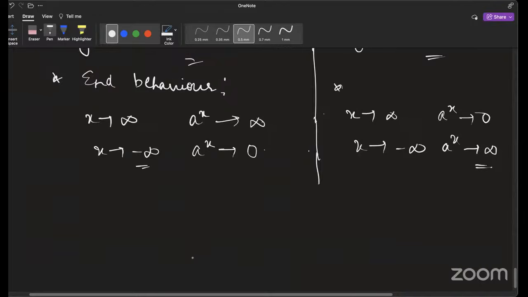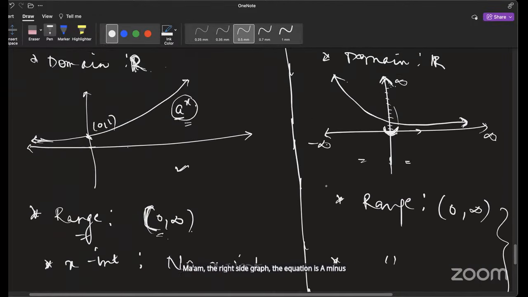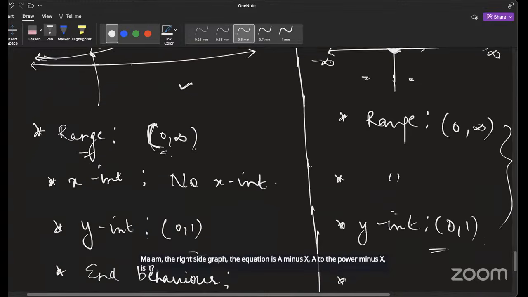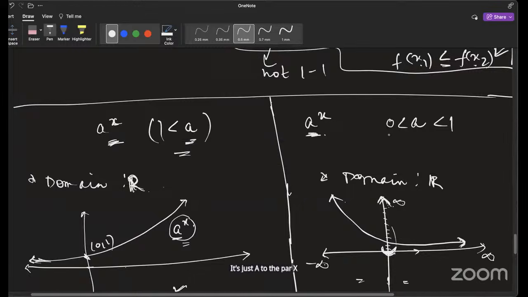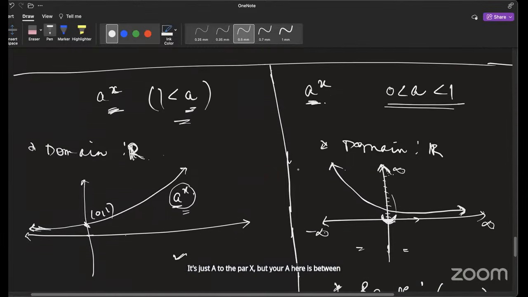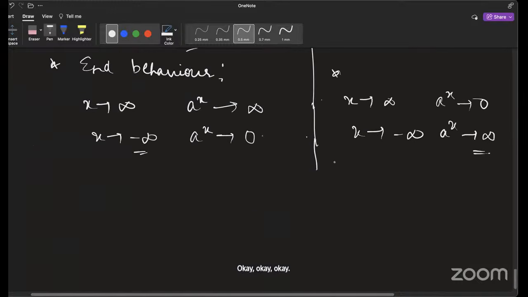Ma'am, in the right side graph, the equation is a to the power minus x. Is it this right one? So it's just a to the power x, but your a here is between 0 and 1. Okay. This is all about exponential curves.